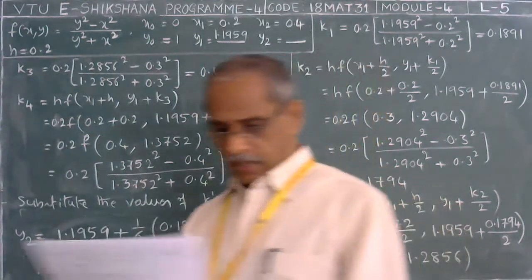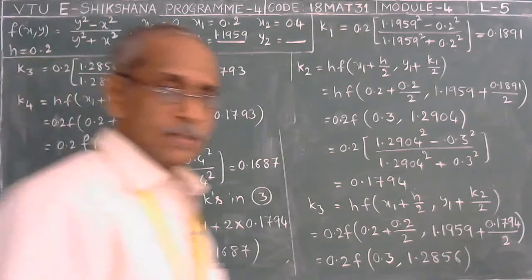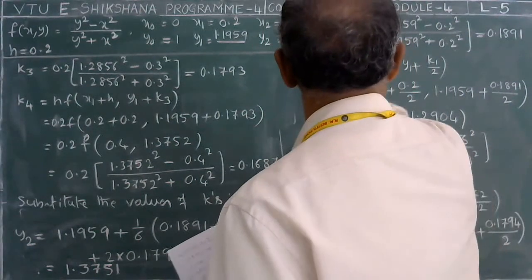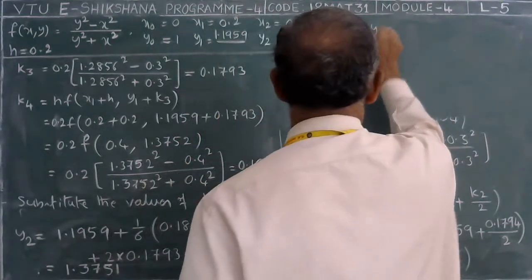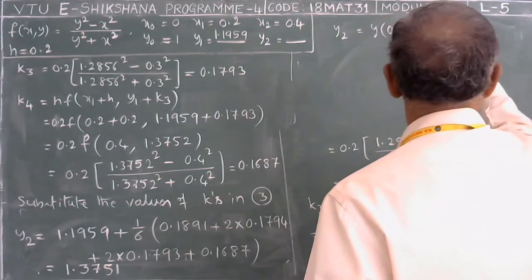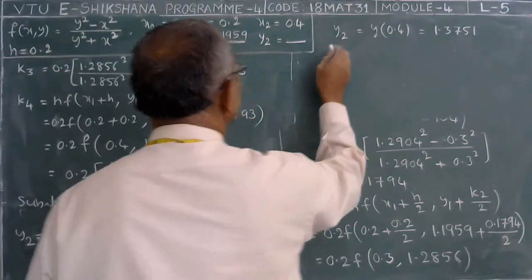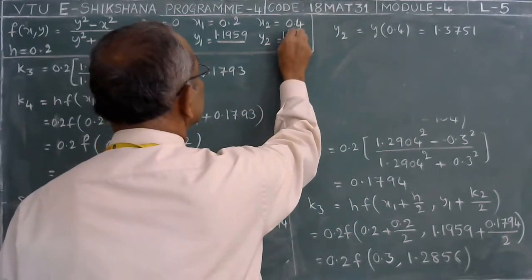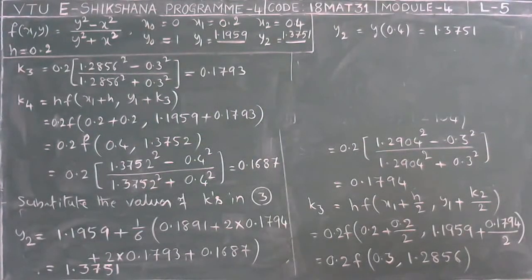So if you compute this using calculator, you will get 1.3751. That means the value of y2, that is y at x is equal to 0.4, is 1.3751. So I got the value of y at x is equal to 0.4 as 1.3751. Now this completes the problem number 2. So let me consider another problem.